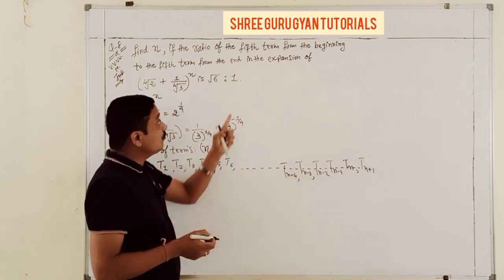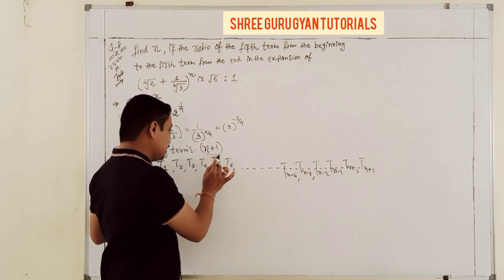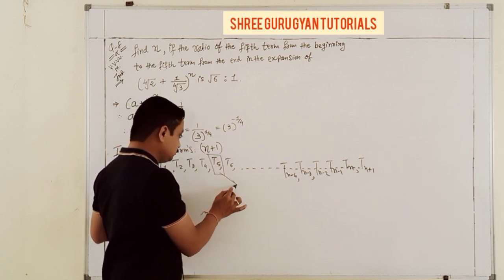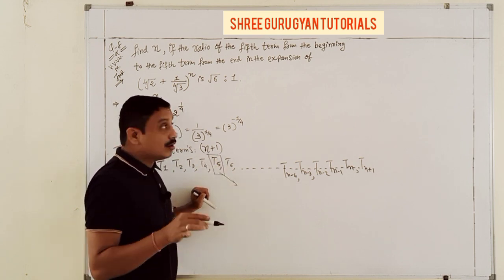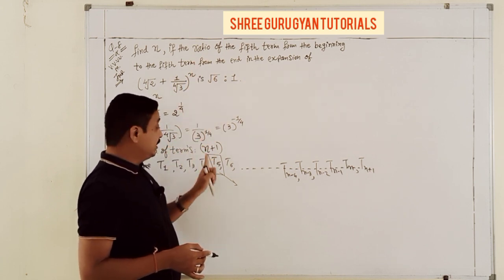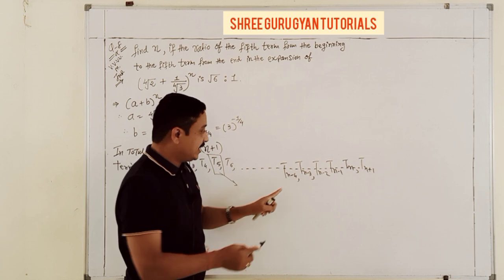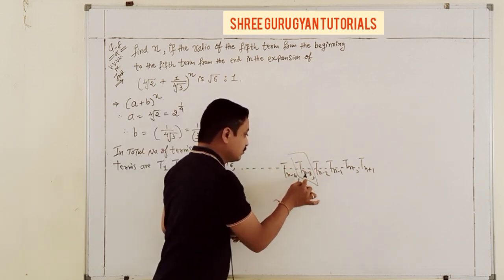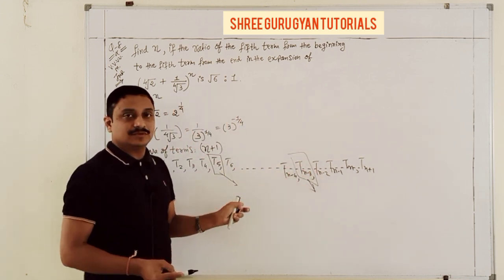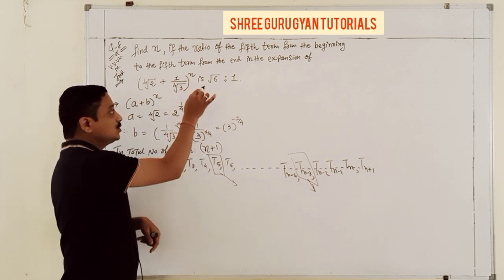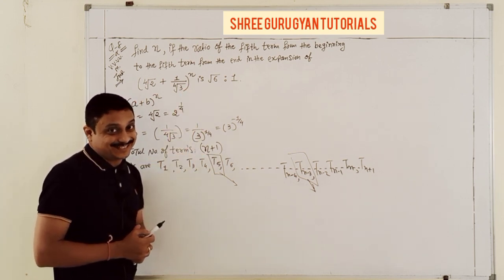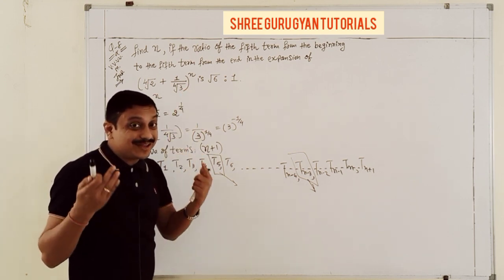I want the fifth term from the beginning and from the end. Taking from the beginning, now from the end: 1, 2, 3, 4, 5. This is the ratio, given as √6 to 1. Yes, students, very easy and very simple.